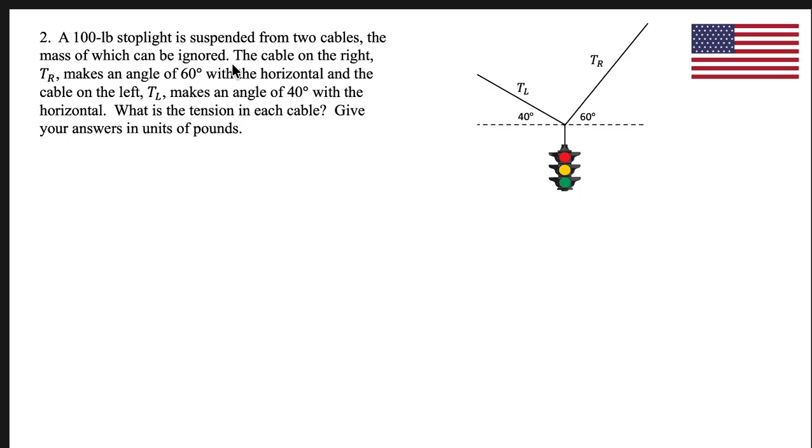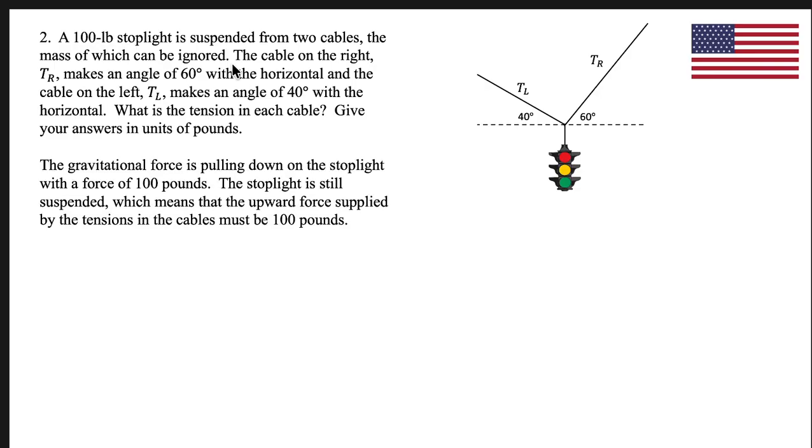We have a 100-pound stoplight suspended from two cables, one on the right, one on the left. The one on the right makes an angle of 60 degrees with the horizontal. The one on the left makes an angle of 40 degrees with the horizontal. We want to know the tension in each cable.